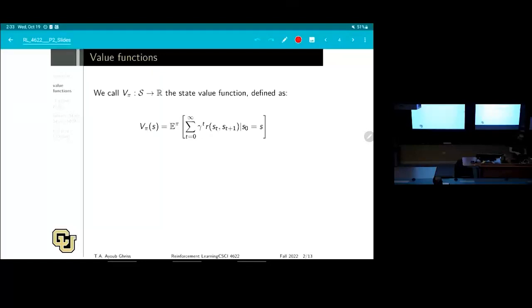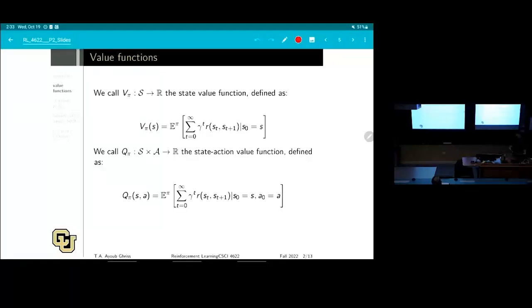We already introduced V, the state value function, and Q, which is the state action value function. V is an expectation where we condition on the initial state, and in Q, we condition on the initial state and action.